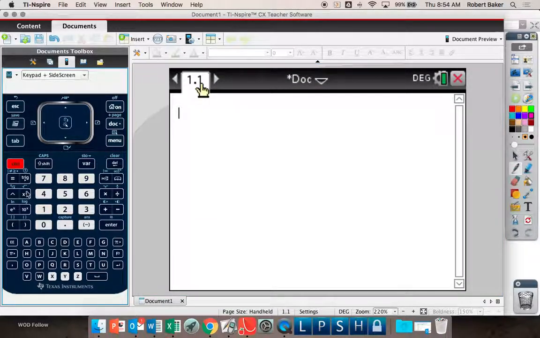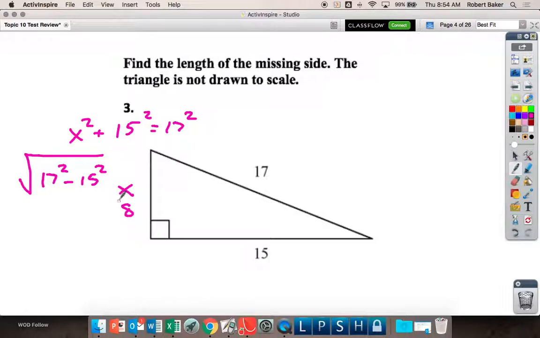So I have the square root of 17 squared minus the leg squared, 8. So what's your answer here? X equals 8. Whole number. You're going to have to bubble that in on your test. 8. Can you handle that? There's nothing distracting you. There's no decimals. There's not 18 million boxes. It's just the answer, 8.